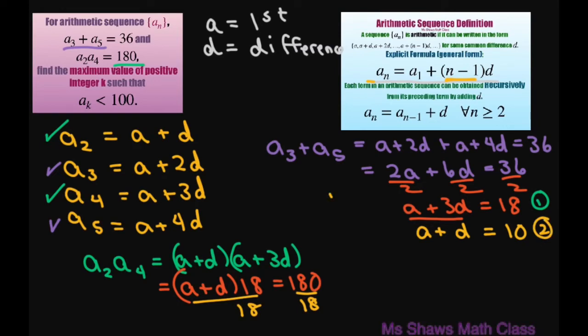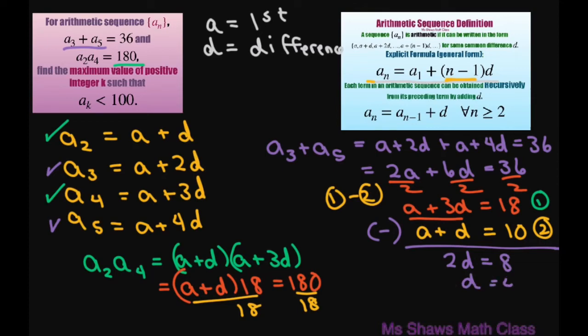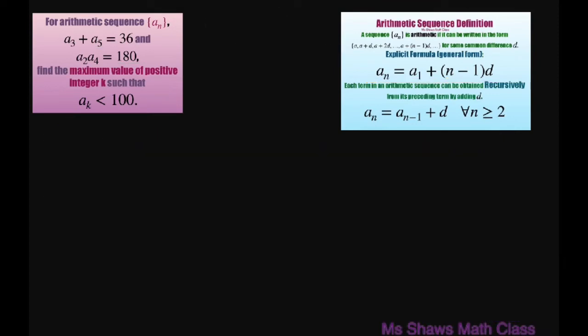Now if you take equation 1 and subtract equation 2, we're going to get 2d equals 8. So d is 4. Now if d is 4, I substitute it back in here. So that would mean that a is 6. So this is what we need to set up our equation to finish this up. Our d is 4 and our a is 6.